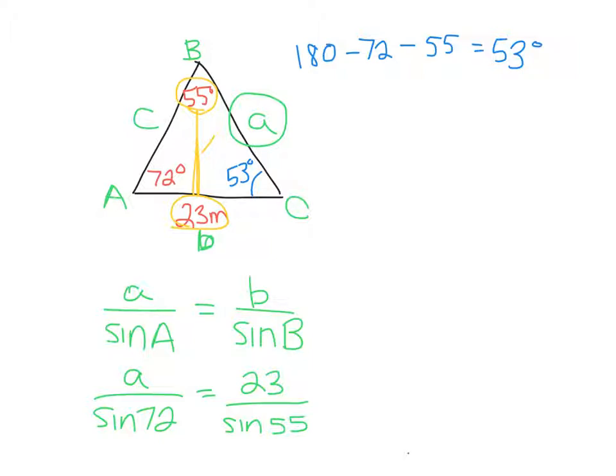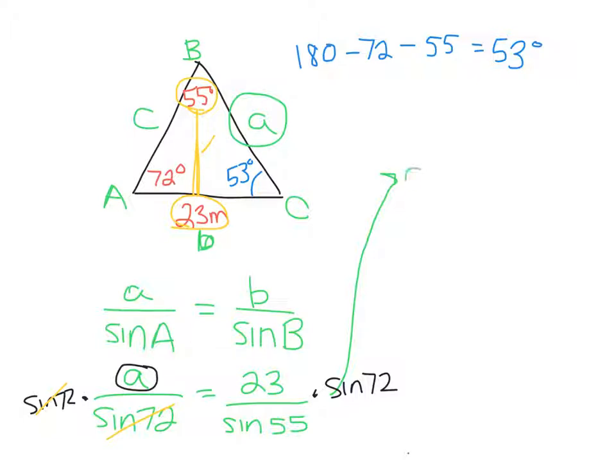And then once I've subbed all of that in, I want to get A alone. So I have to get rid of that sine 72. Since it's in the denominator, if I multiply both sides by sine 72, then these will end up canceling out.